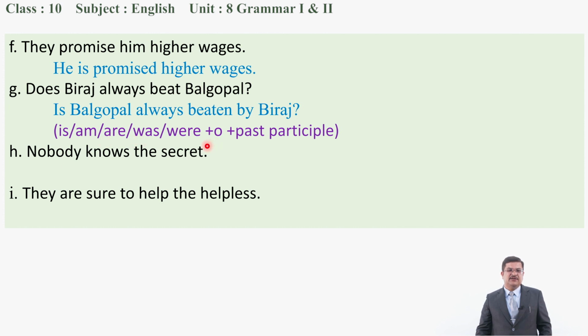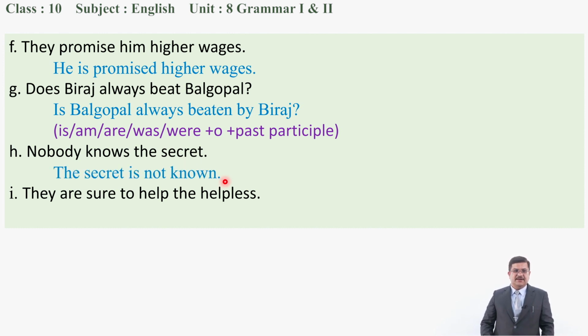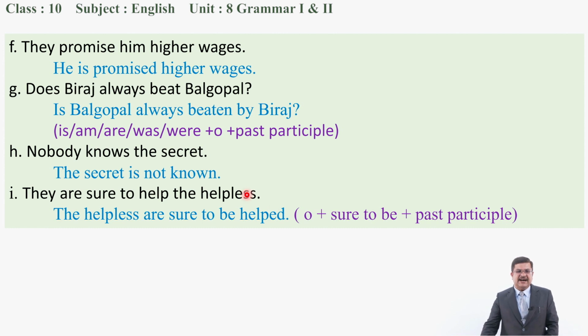Is/am/are with object with past participle. Nobody knows the secret. See, the secret is not known. This is the passive sentence, and nobody is a negative word. That's why the secret is not known. They are sure to help the helpless. The helpless are sure to be helped. When the sentence comes with sure to, there must be sure to be with past participle. That's why the helpless are sure to be helped.